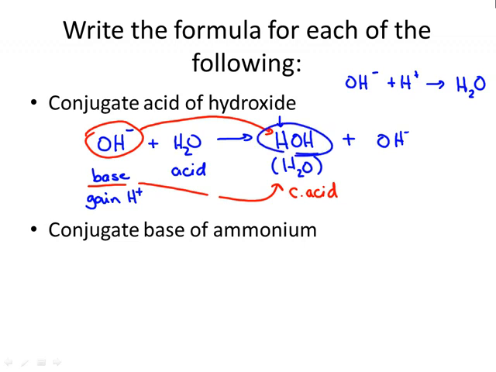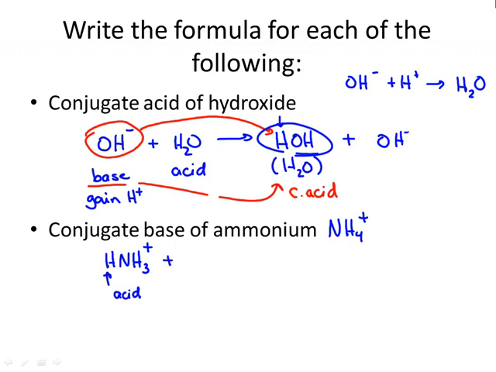Okay, the conjugate base of ammonium. Ammonium is NH4+. And what's sneaky about ammonium and why we're doing this as an example is ammonium is really HNH3+. This has one acidic hydrogen. So if I'm asking for the conjugate base, then that means ammonium is acting as my acid.